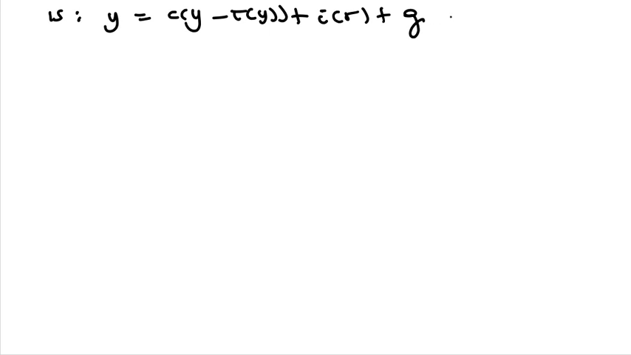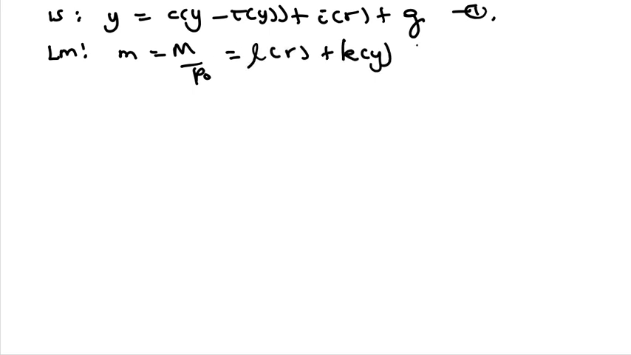Let me rewrite again. The IS relation is basically this, Y equals this plus I plus G. So this is equation 1. And then equation 2, the LM, equals this and this. So this is equation 2. Let's say currently money supply is fixed, but now I'm going to change it.